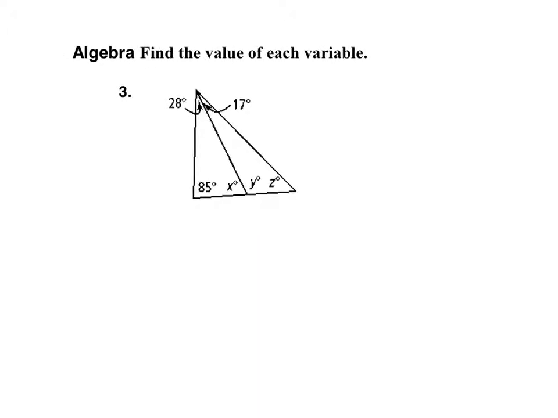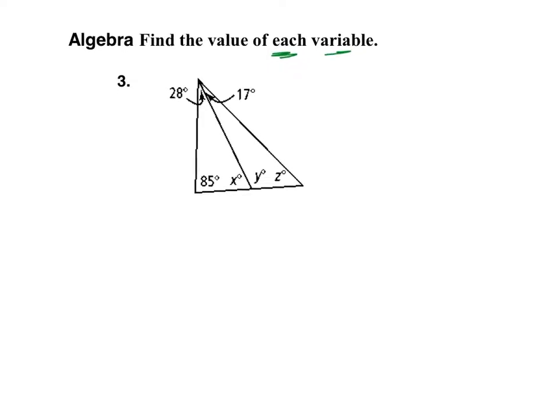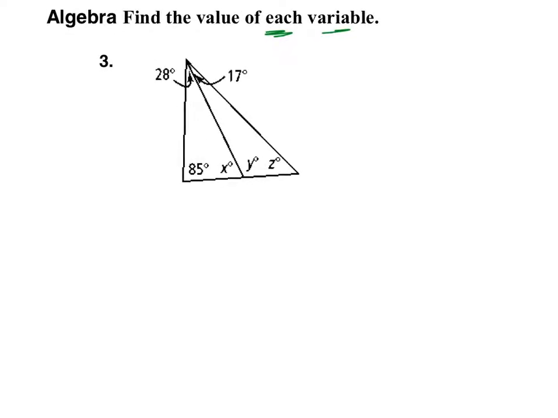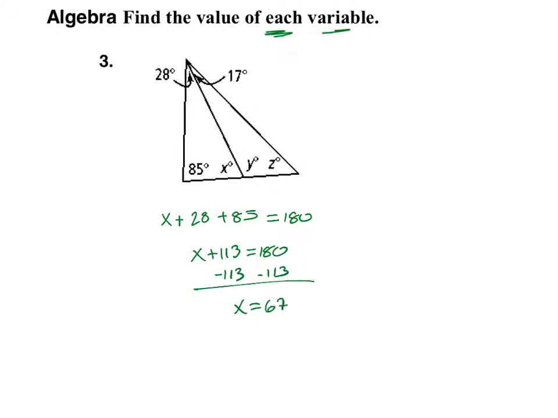Here, I want to find the value of each variable. So I'm going to start by finding x. So x plus 28 plus 85 equals 180. So x plus 113 equals 180, minus 113. So x equals 67 degrees.